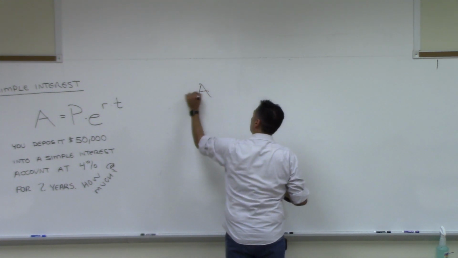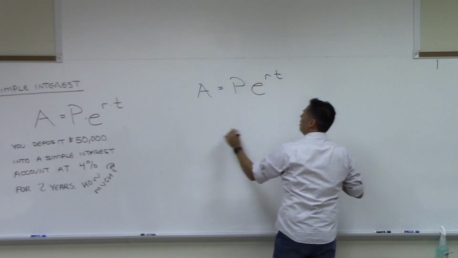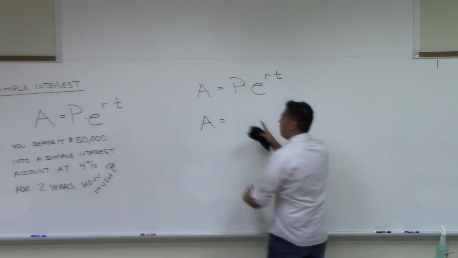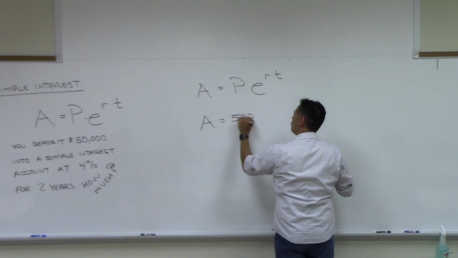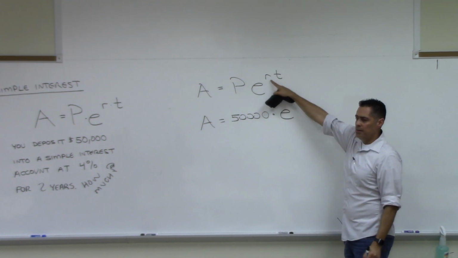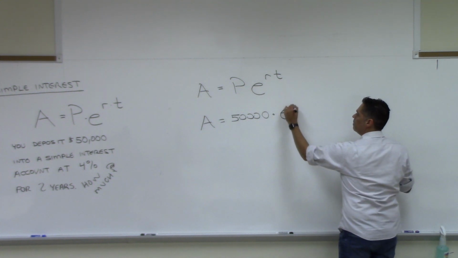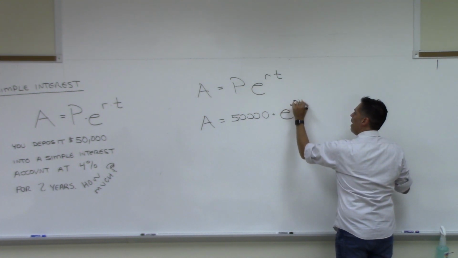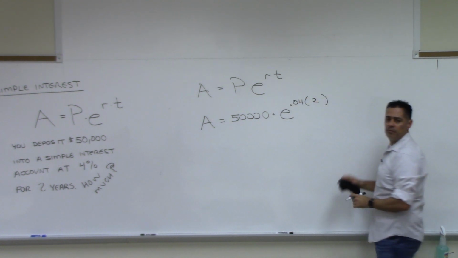The amount will be P, the starting amount, times e to the r times t. Do we know P? How much we started with? 50,000, right? Times e. Now, do we know the interest rate? 4%, but I need it as a decimal, so I put 0.04. And then I need to multiply that times the time, which is 2.